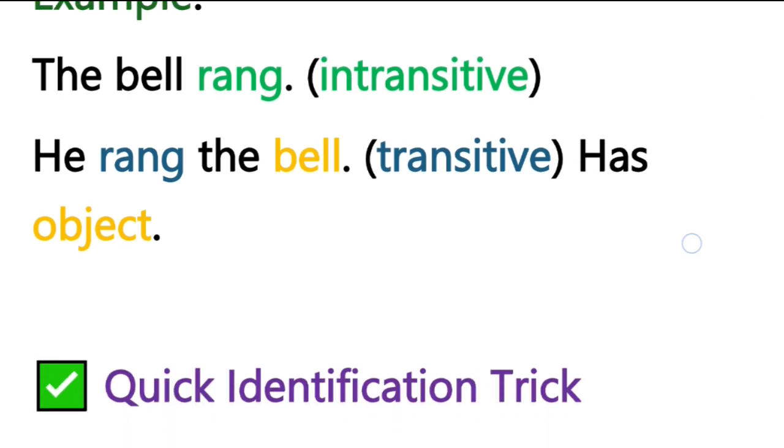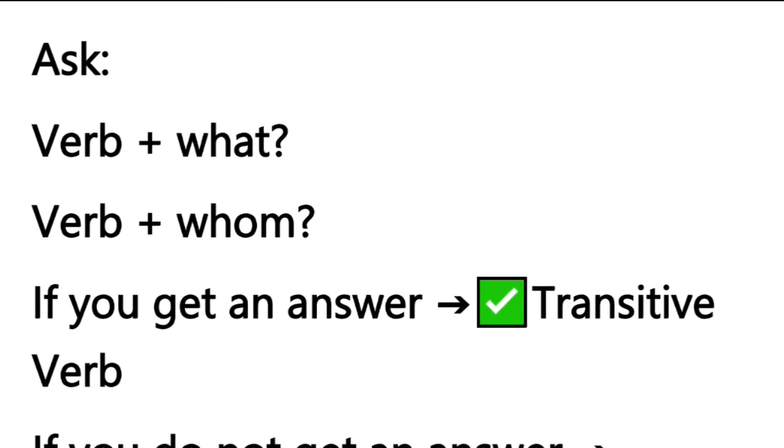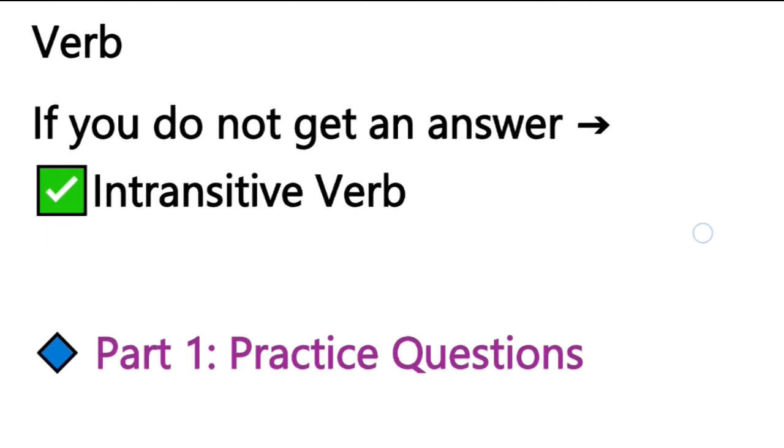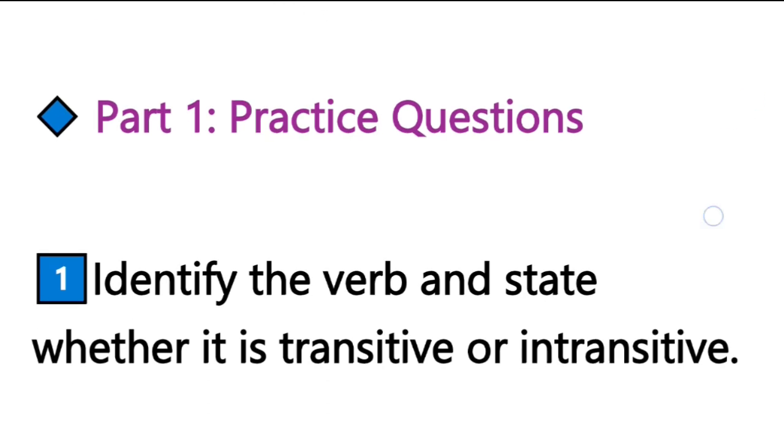Now let's talk about a quick identification trick, which is going to be helpful for you at the time when you get the question. You have to use the verb in the beginning and use what or whom. This way you have to ask the question. If you get the answer, then that verb will be transitive. And if you don't get the answer, then the verb will be intransitive. Remember this. This is going to be helpful for you in finding out the answers when you read the questions.